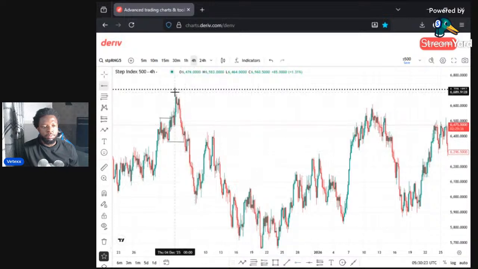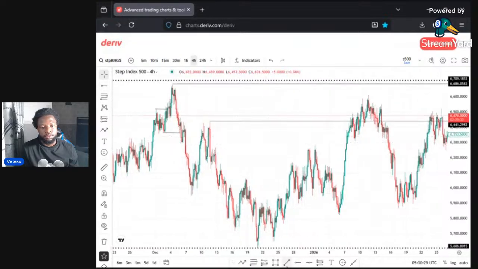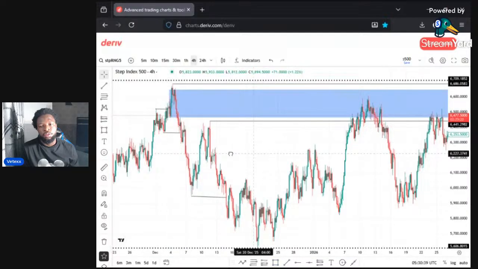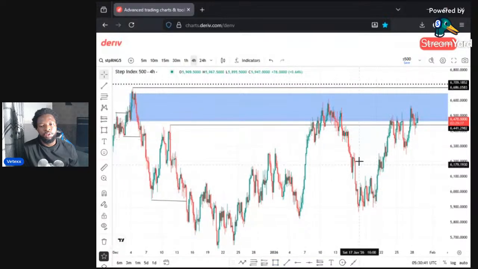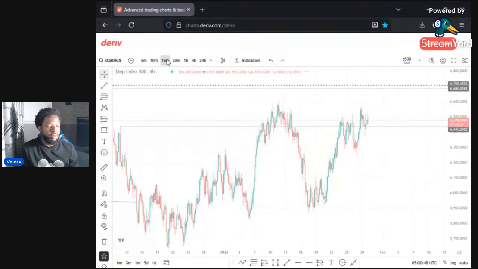We have this protected high, and then we have our structural liquidity. Our second break of structure shows here, and this zone becomes our point of interest. So now that we have this, let's go to the 15 minutes time frame and check if we are going to find a continuation setup on the 15 minutes time frame.